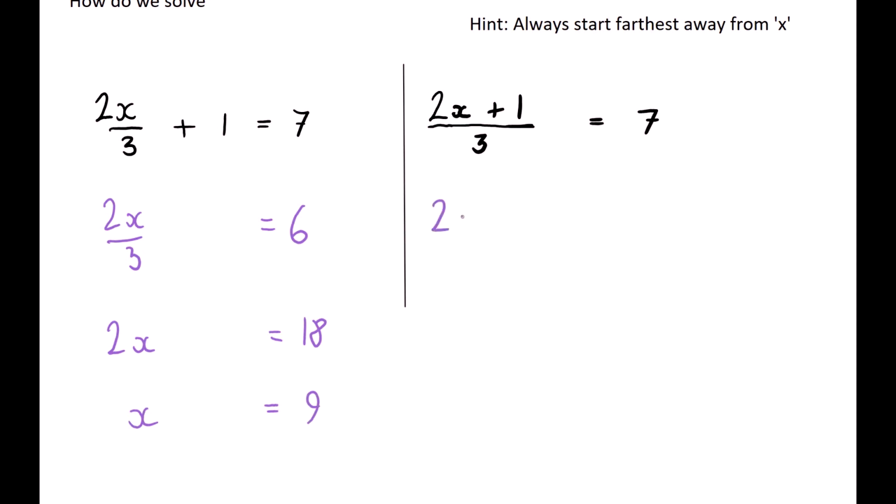First step is times by 3. So 2x plus 1 equals 21. We're then going to minus the 1. And lastly, divide by 2. Okay. So again, make sure with these questions, you get your first step right. Here we minus 1 and here we times by 3.